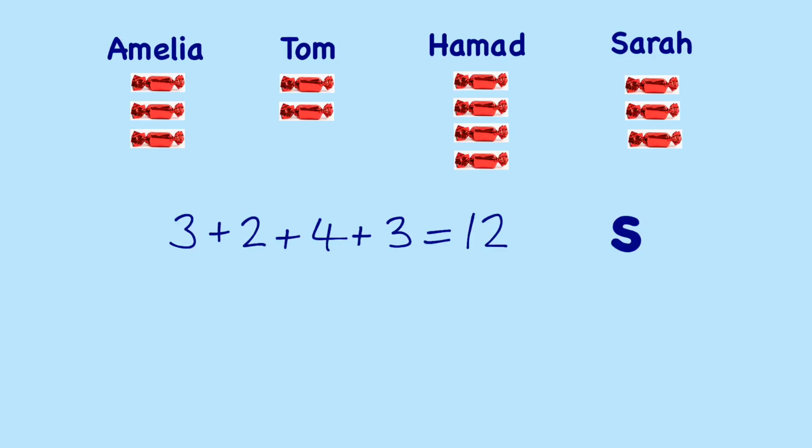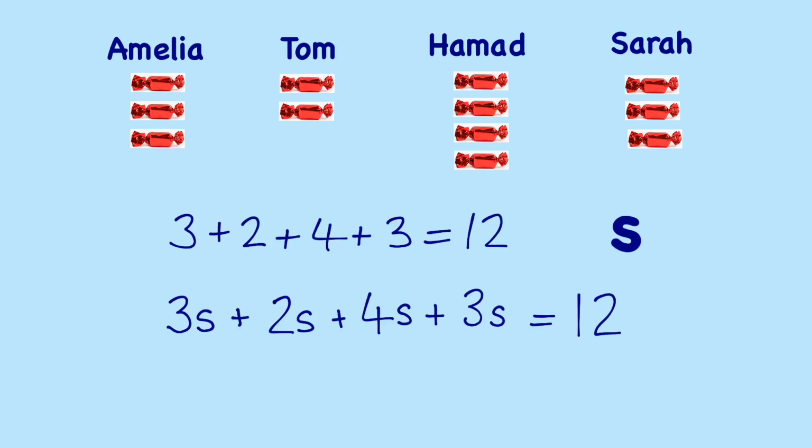Now we could say that Amelia has 3S and Tom has 2S and Hamad has 4S and Sarah has 3S. But rather than write out all those numbers and letters, I can simplify it. So instead I can say that there is 12S, and that is my simplified answer.